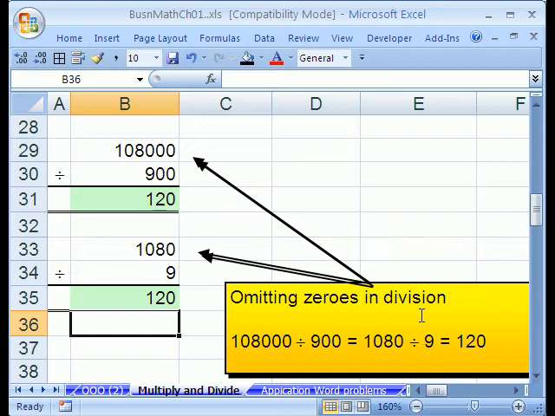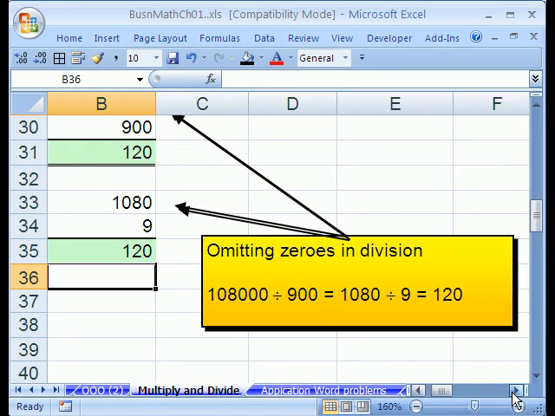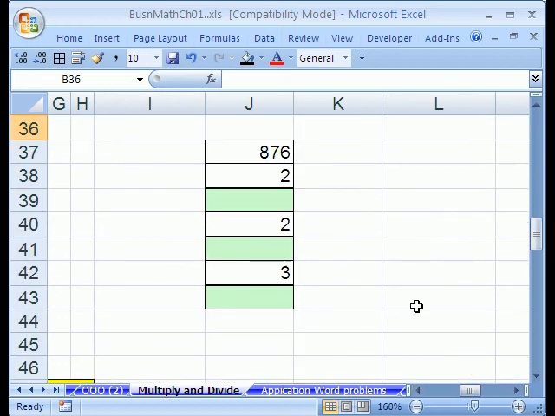Because you can omit zeros in division, right? There's 2 zeros there and 2 zeros there, so you can just hack them off. Really, you're dividing each number by 100 when you hack off those 2 zeros. So that's a great shortcut. Now let's slide over here a bit. I'm going to use my horizontal scroll bar and just look at this right here.